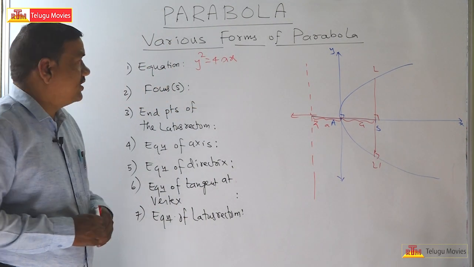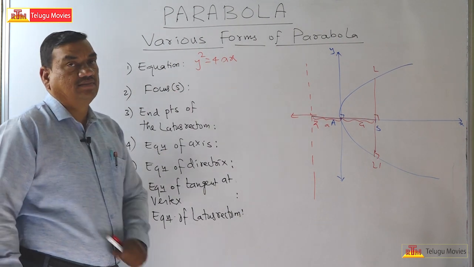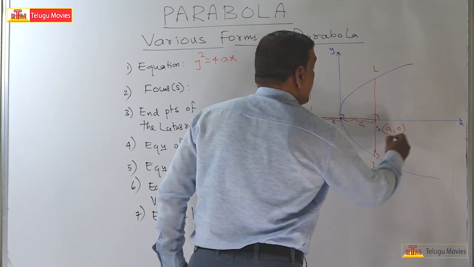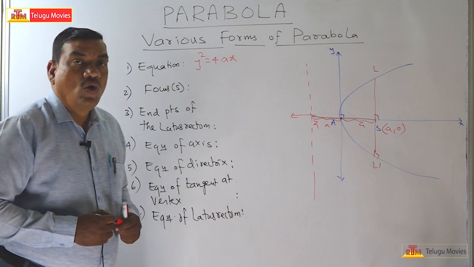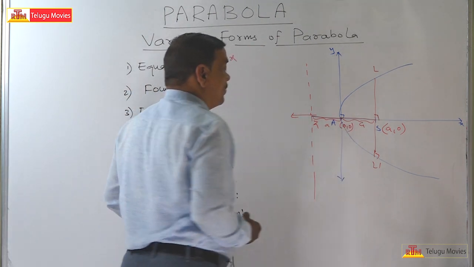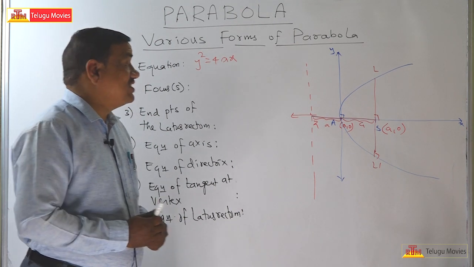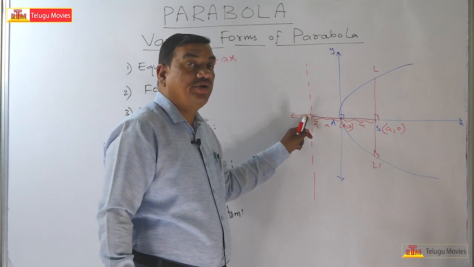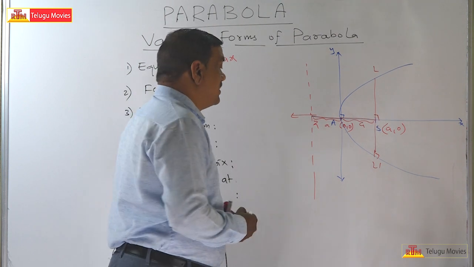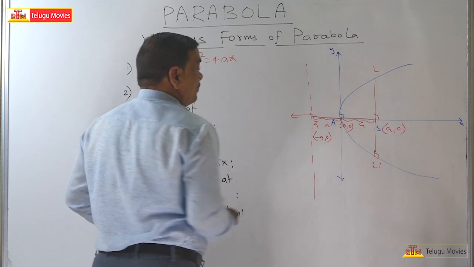Now, we are going to see each and every point. First one, focus. What are the coordinates of the focus? It is a comma 0. What are the coordinates of the vertex? It is 0 comma 0. What are the coordinates of Z? Z is called the foot of the perpendicular on the directrix from the focus. Z coordinates are minus a comma 0.